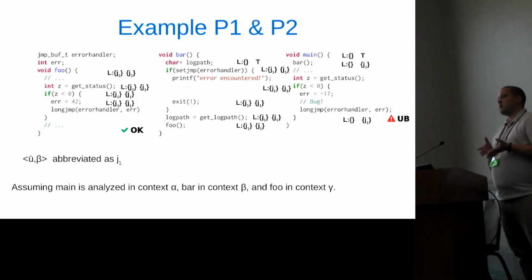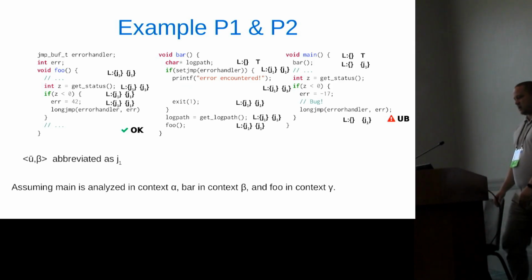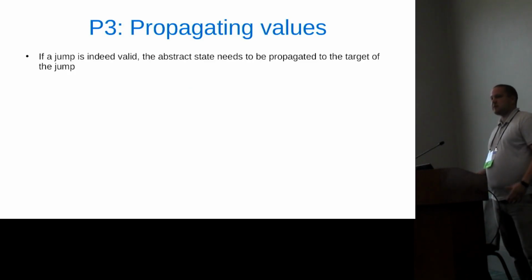So basically what we have now is an abstraction of the values of these variables of type jmp_buf_t, and we have managed to flag all errors where you're jumping to illegal places. Now the thing that's still missing is I basically need to propagate the values from the call to longjmp back to the place where the setjmp was called.